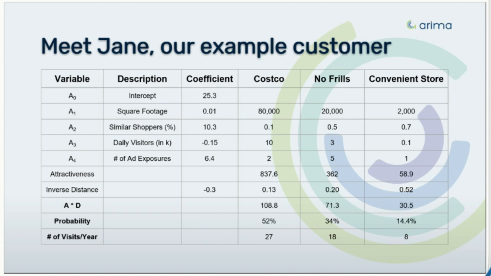So here we work out the math, and it says that she'll go to a Costco with 52% chance, a No Frills with 34% chance, and convenience store with a 14% chance. Again, if you make the assumption that she visits some grocery stores every week, then multiplying that number by 54 gives you the average number of expected visits for a year. So in a year, on average, she'll go to Costco about 27 times, No Frills about 18 times, and her convenience store only about 8 times.